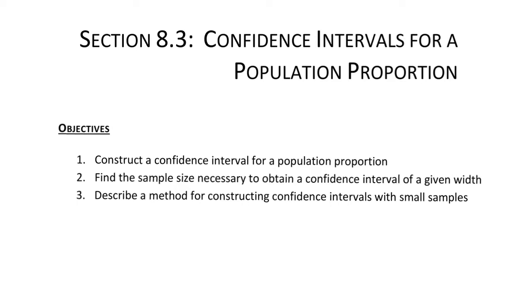So, in Section 8.1 and 8.2, you already learned how to find the confidence interval for a population mean when standard deviation is known and when standard deviation is unknown. So, here we are going to learn how to construct a confidence interval for a population proportion and find the sample size necessary to obtain the confidence interval of a given width, and describe a method of constructing confidence interval with small samples.